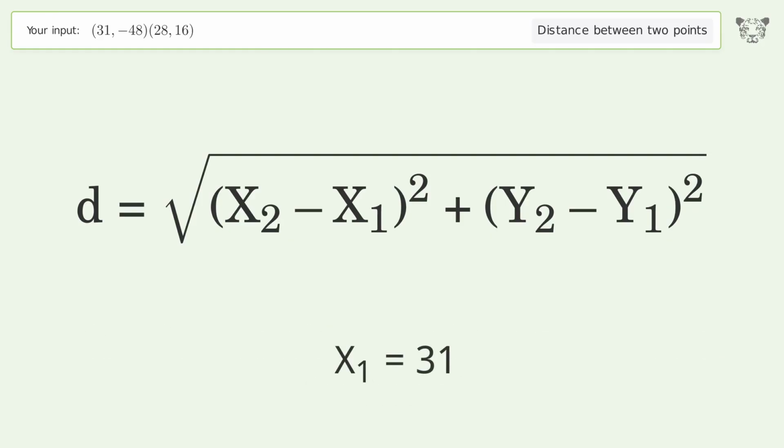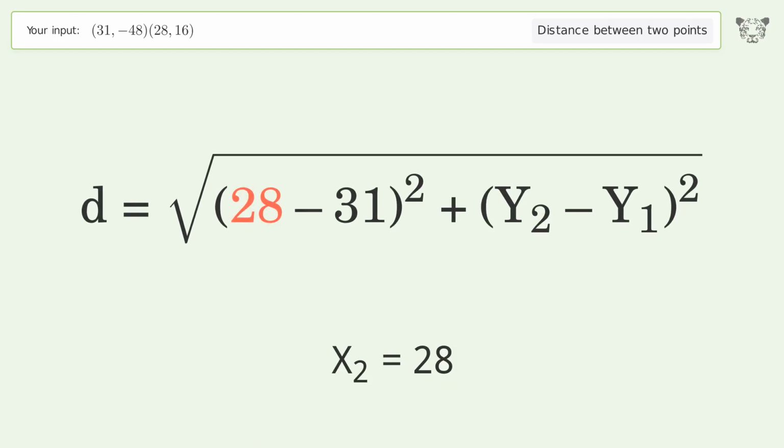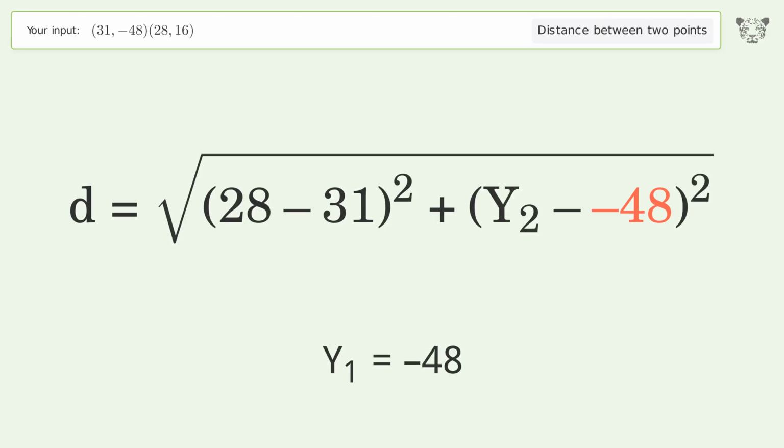x1 equals 31. x2 equals 28. y1 equals negative 48. y2 equals 16.